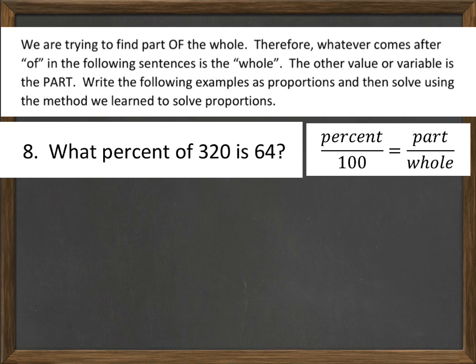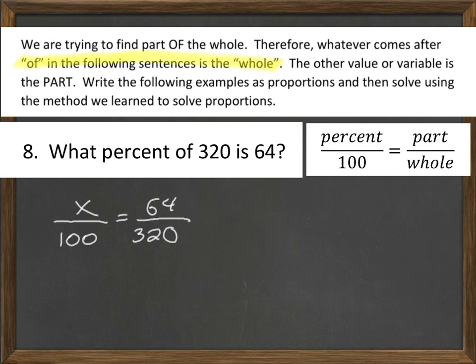Okay, so again, we have the phrase what percent. So what means x, that's the mystery number. Percent means out of 100, so we put it as x over 100. So we have half of our proportion set up. Now we need to do the other half, which is to figure out which of these numbers is the part and which of them is the whole. So remember, whatever comes after the word of is the whole. So it says of 320, so that's going to go into the denominator. And the numerator, of course, then must be 64.